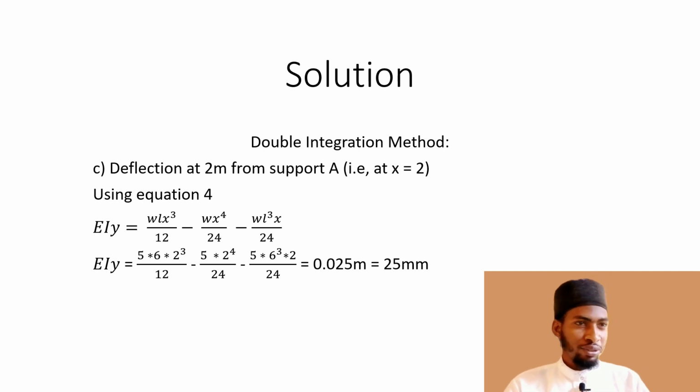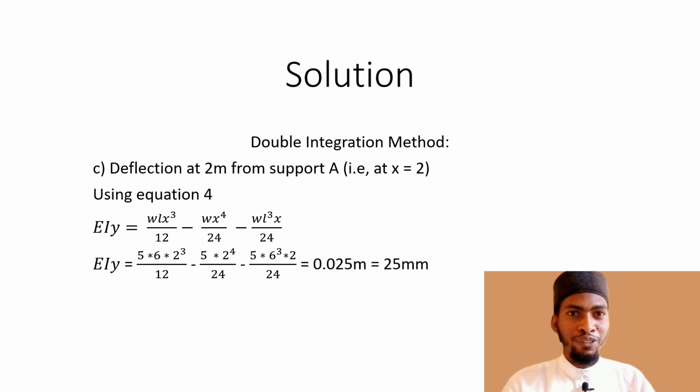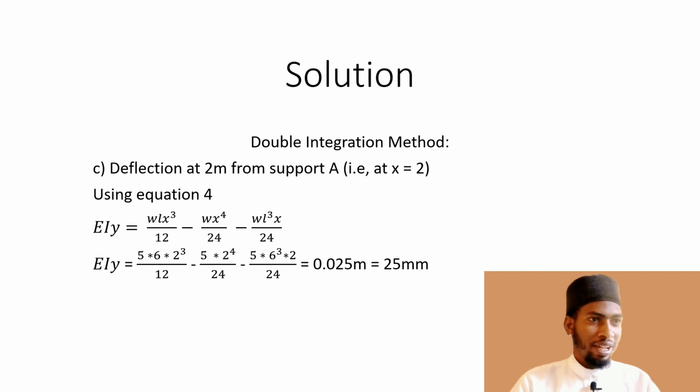The C part asks us to determine the deflection at 2 meters from support A. We know support A is at the left, right? So which means 2 meters, x is equal to 2, because we started our section from A. From A, we have our x. So definitely it means at x is equal to 2. If it says 2 meters from support B, then we have to do 6 minus 2, so that we can get our x from A.